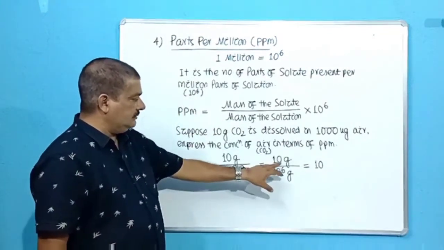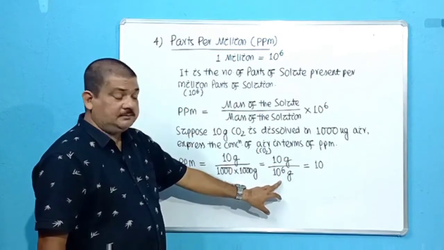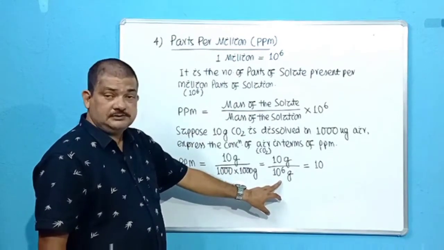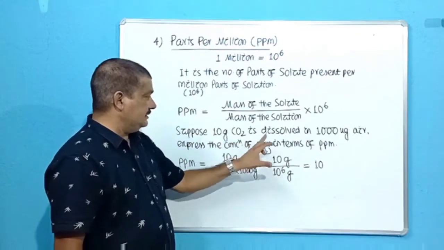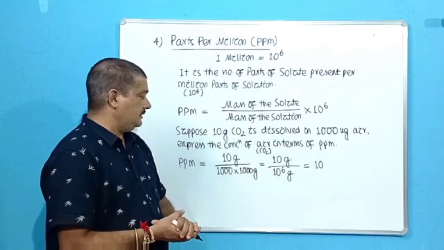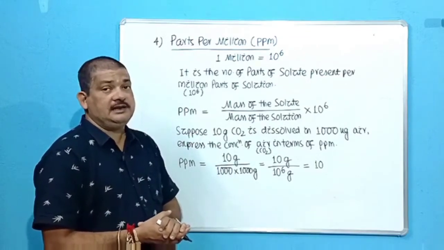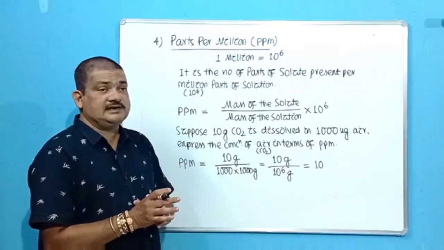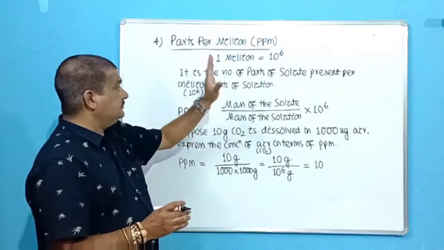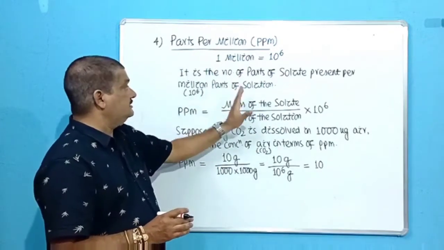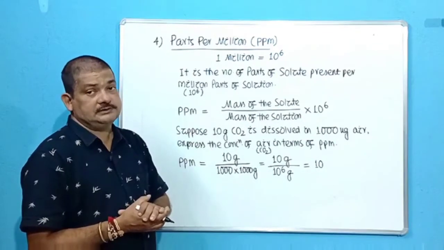Okay. So it is mass of solute present for 10 power 6 parts of solution. So when 10 gram of carbon dioxide is dissolved in 1000 kilogram of air, it will make 10 ppm of the air. So what will be the concentration of carbon dioxide then? That will be 10 ppm. Okay. So parts per million is clear. It is the number of parts of solute present per million parts of solution.